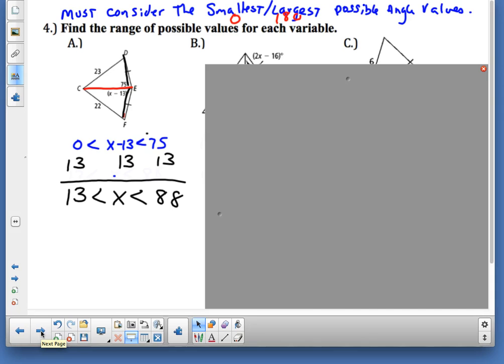What we just found are possible values for my x in my angle provided, okay? When I consider the smallest possible angle I could have is 0, and the largest is 75, okay?